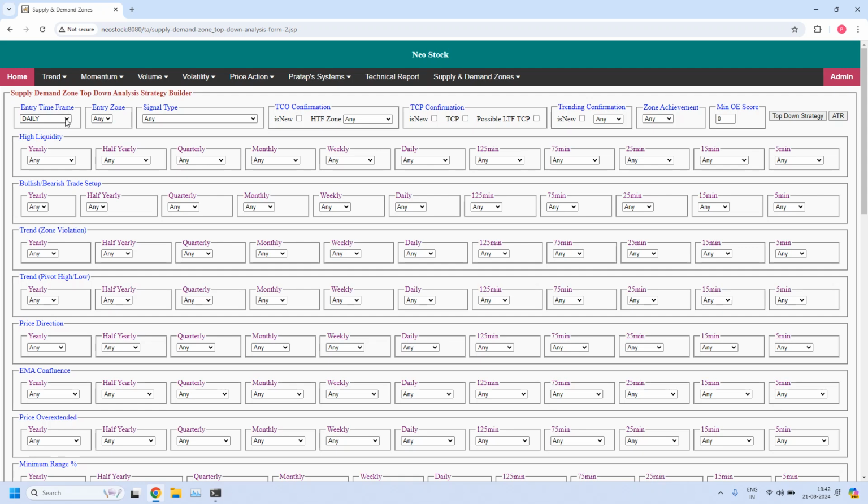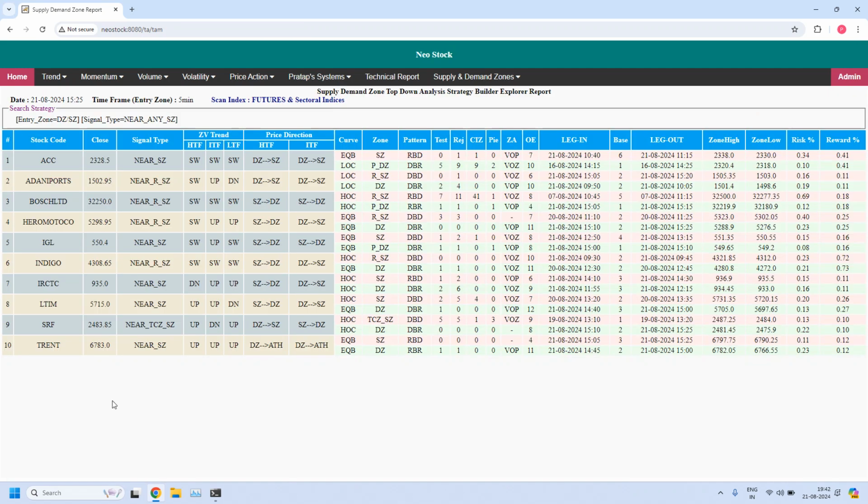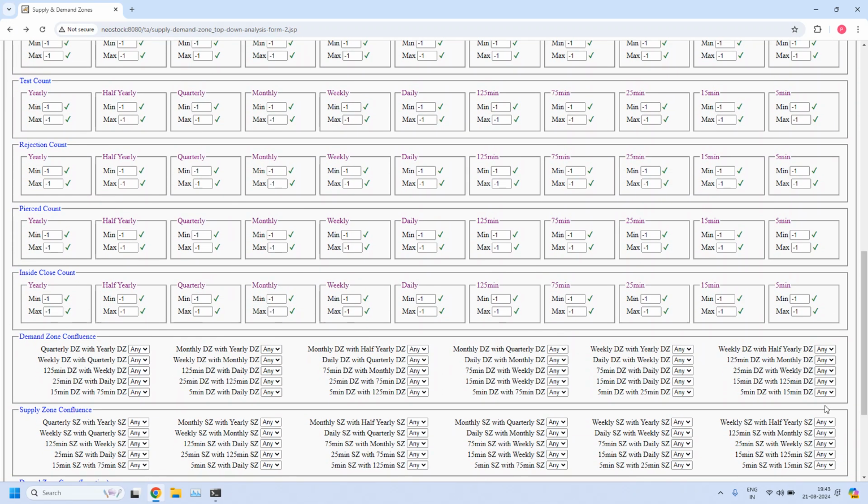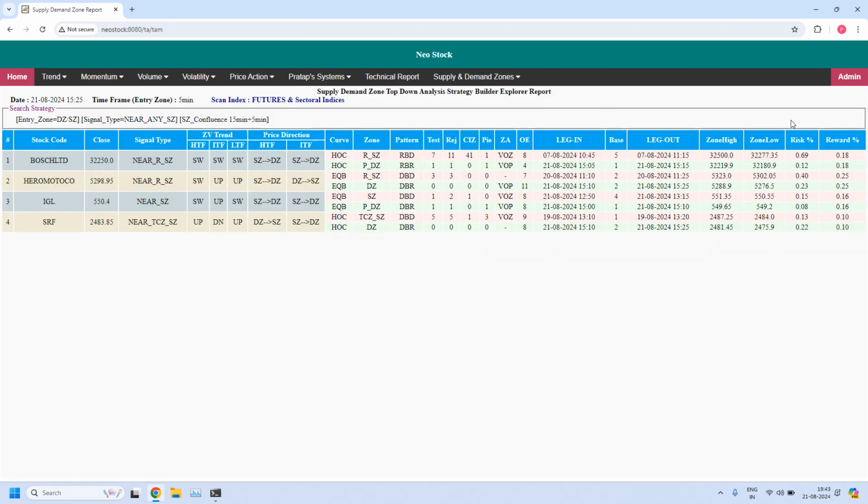In the next report, for 5 minutes time frame, let us find the stocks near 5 minutes supply zone. 10 stocks are filtered. Out of these 10, how many are having confluence with 15 minutes supply zone confluence? So 5 minutes supply zone with 15 minutes supply zone, that is LTF and ITF confluence. So from 10, 4 stocks are filtered.